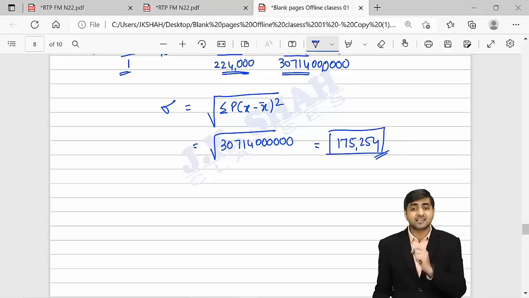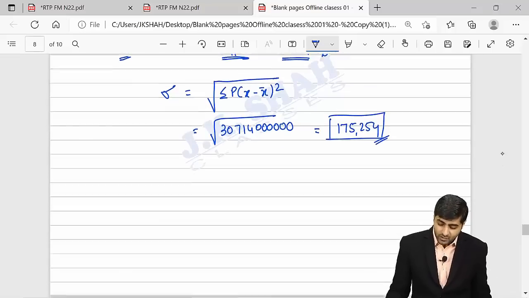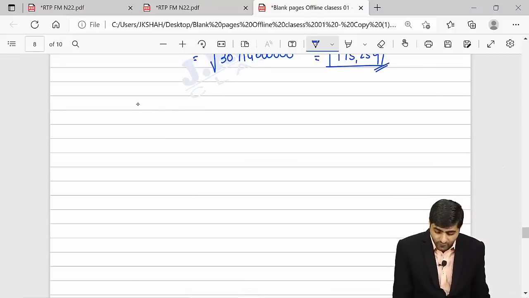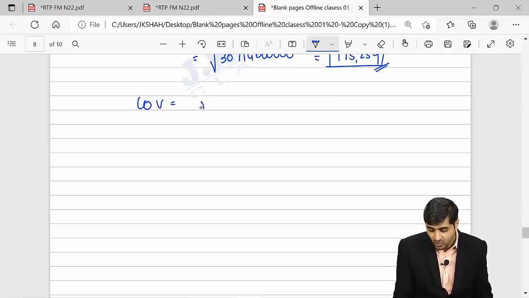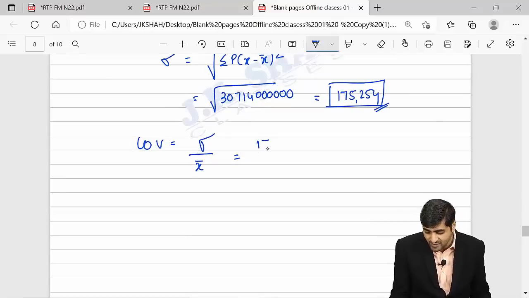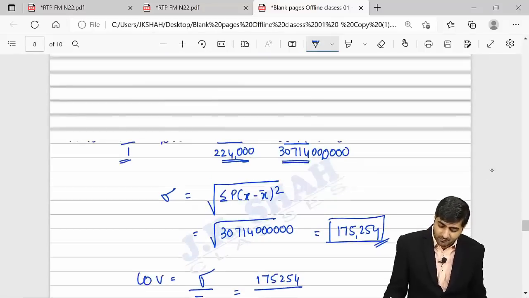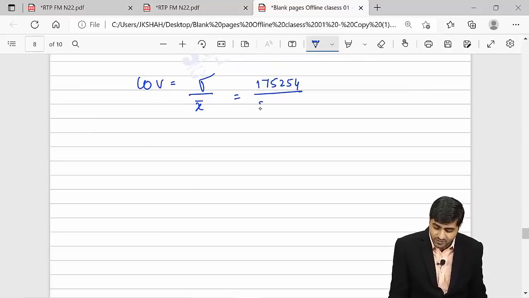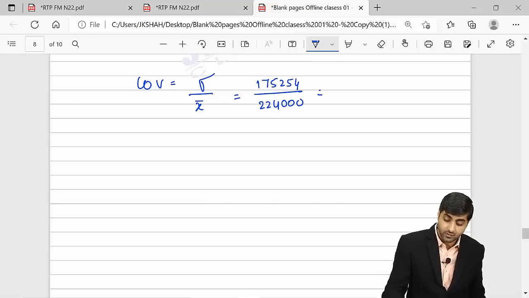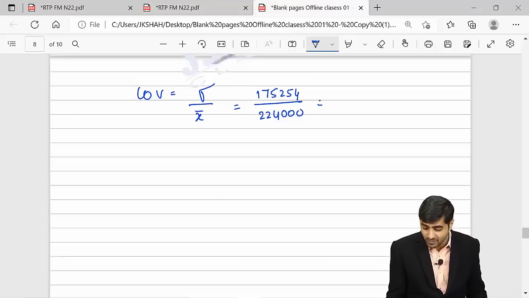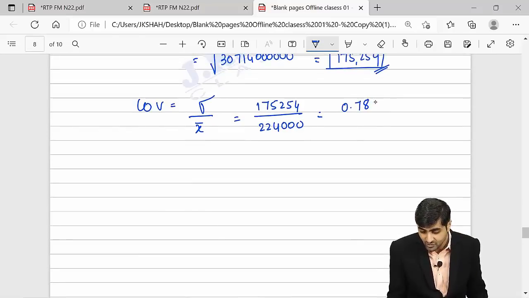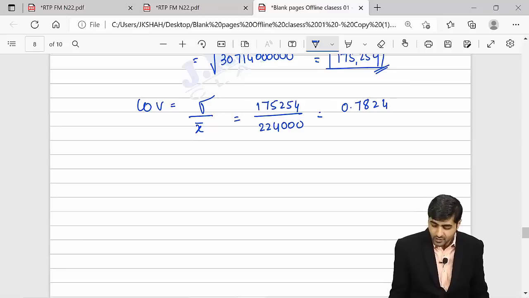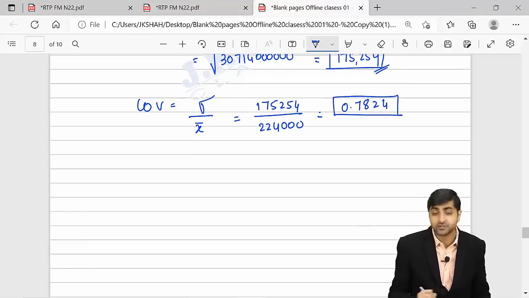Now once you have the standard deviation available, we can calculate the coefficient of variation, which will be your standard deviation upon mean. So that is 175,254, and your mean is nothing but your 2,24,000. So this will be nothing but 0.7824. So this is your coefficient of variation.